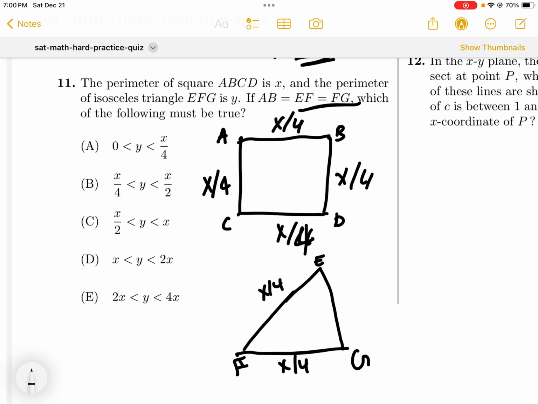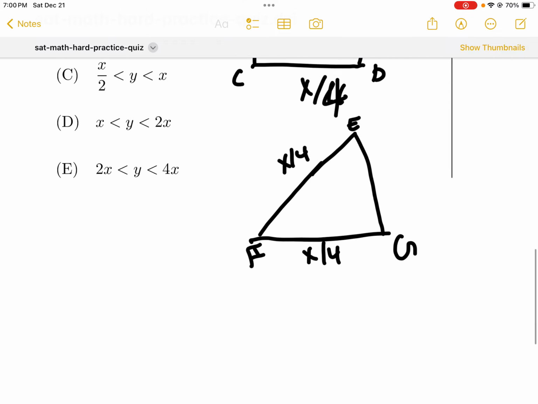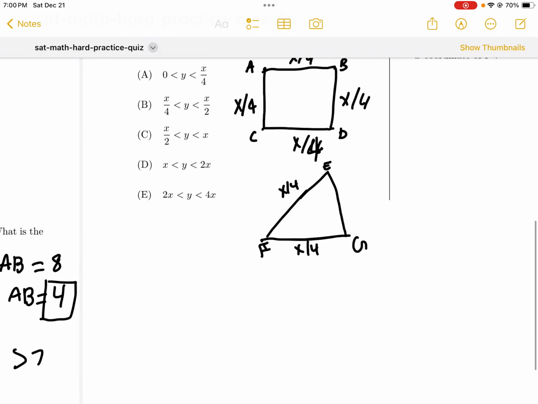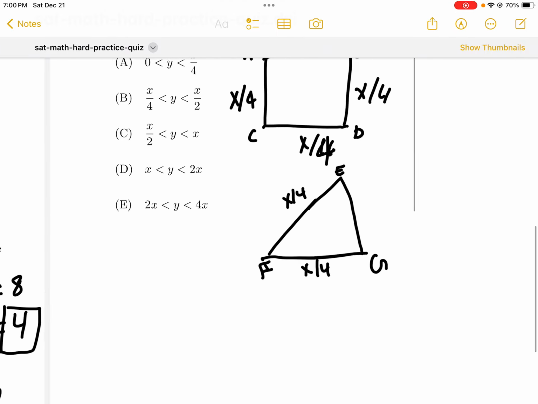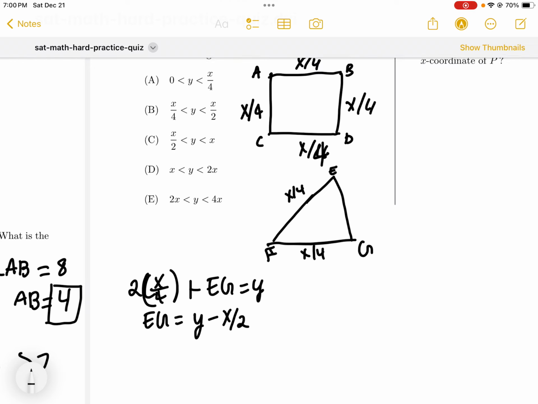And then they ask us, if that's true, which of the following must be true? And we have a bunch of inequalities that we need to solve. So I'm going to start with our triangle EFG, because we can apply the triangle inequality and get some type of bounds that we could work with. Now, first of all, we know that the perimeter of this triangle is y. So 2 times x over 4, plus EG, is y. So we know EG is equal to y minus x over 2.